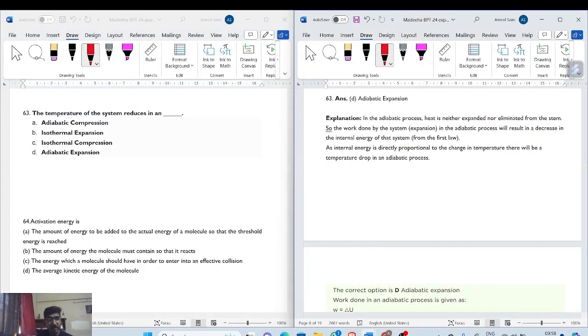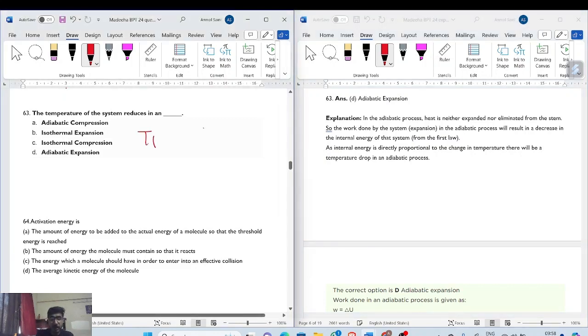Now question number 63. The temperature of the system reduces in which process? Here we have to tell in which system the temperature will reduce. We have temperature T1 and temperature T2. While going from T1 to T2 in a process, the temperature T2 will decrease. In an isothermal process, delta T, the change in temperature, is equal to 0, meaning temperature cannot change. So option number 2 and option number 3 are incorrect answers.